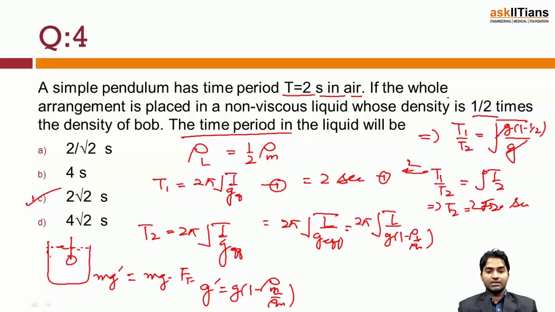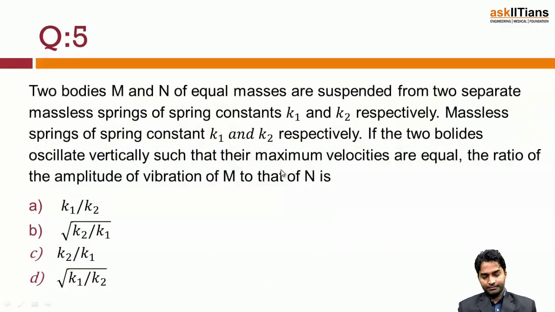So option A should be the main part, because it is just a reverse phenomenon from this part. G upon 1 by 2 from this, option C will be the main choice over here, and we will proceed according to this. Now question 5.